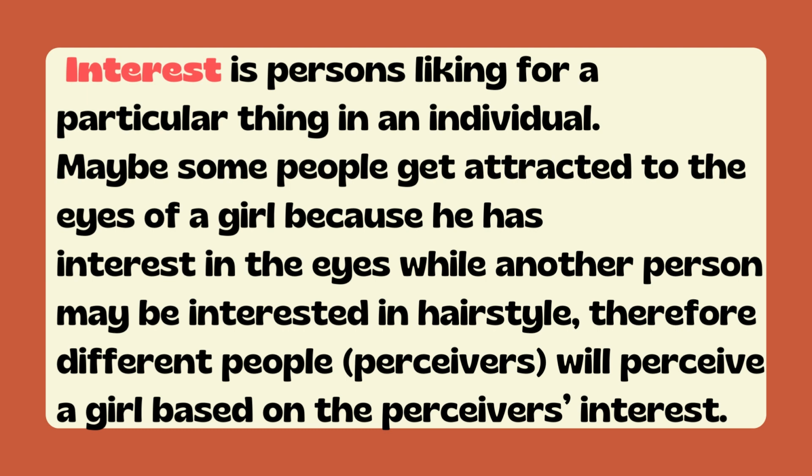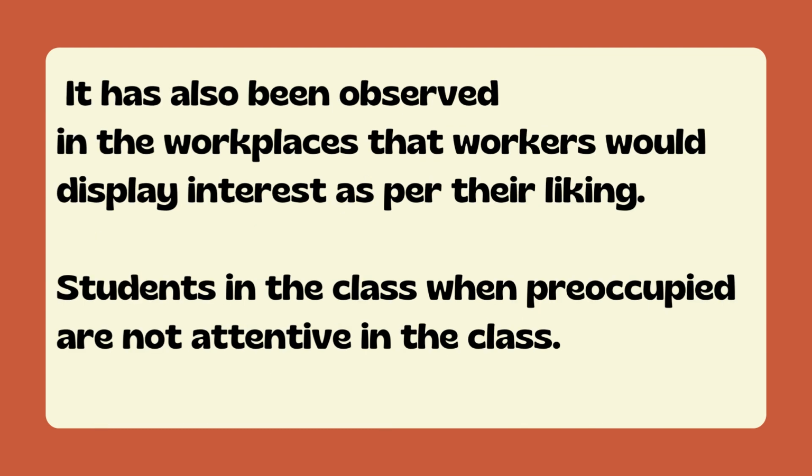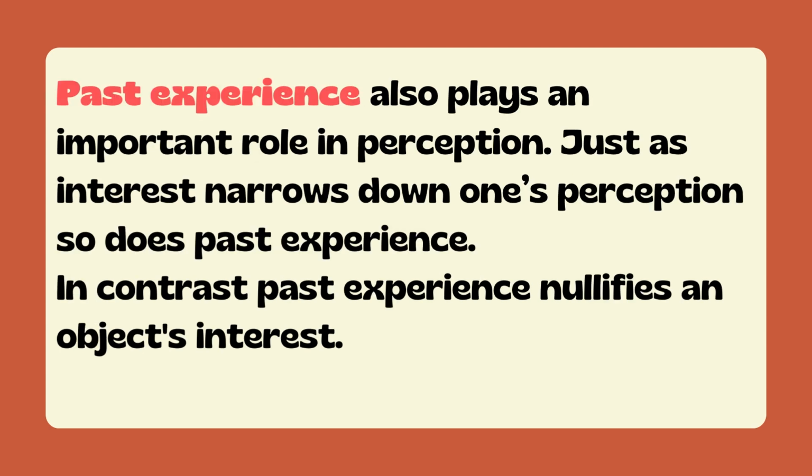Maybe some people get attracted to the eyes of a girl because they have an interest in the eyes, while another person may be interested in her style. Therefore, different people or perceivers will perceive a girl based on the perceiver's interest. What attracts you most will be the basis of your perception. It has also been observed in workplaces that workers display interest as per their liking. Students in the class, when preoccupied, are not attentive.